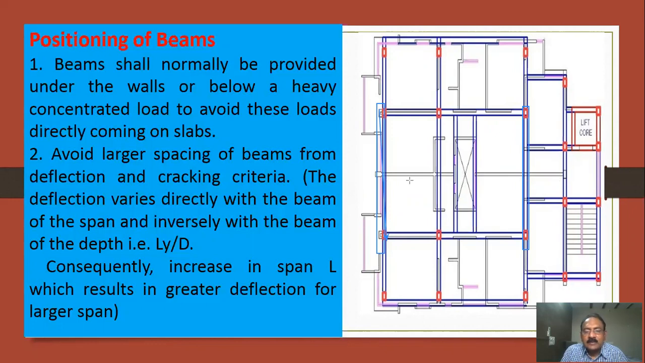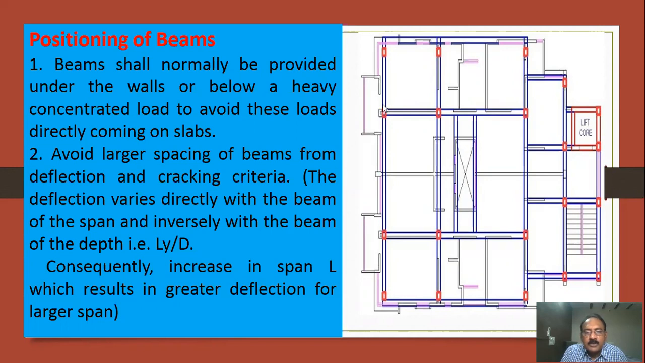The deflection varies directly with the span and inversely with beam depth, that is the span by depth ratio, which is given in IS 456. I will explain that in coming topics. So that's why we'll provide beams like this, so that the span between two beams will be less and we can avoid deflection. Increase in span results in greater deflection. So the positioning of beams is very important in structural drawing.